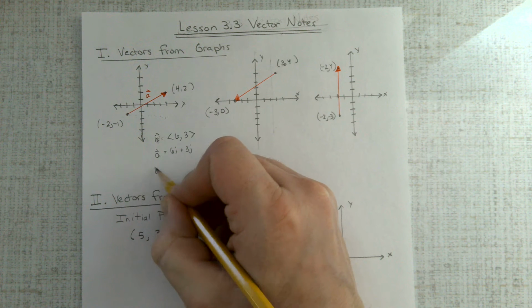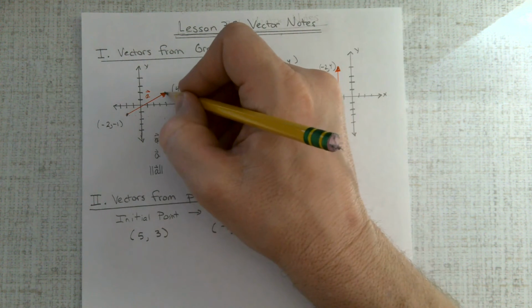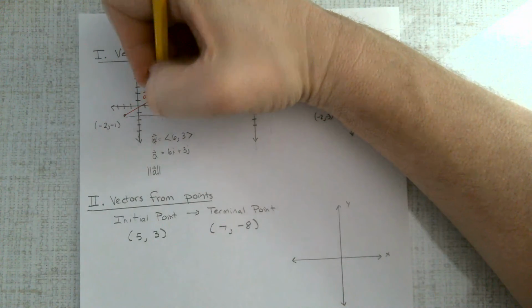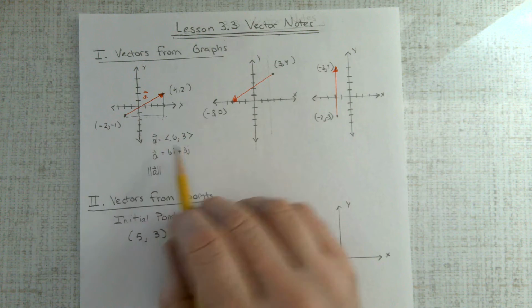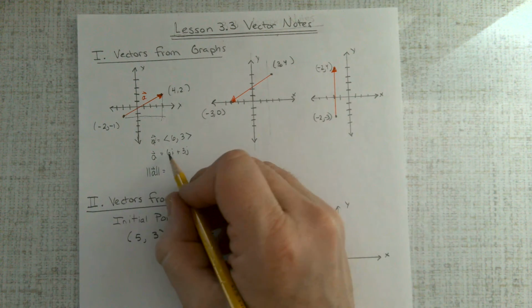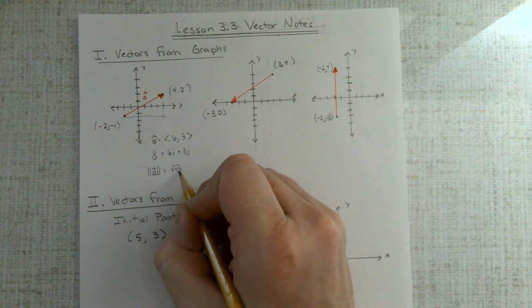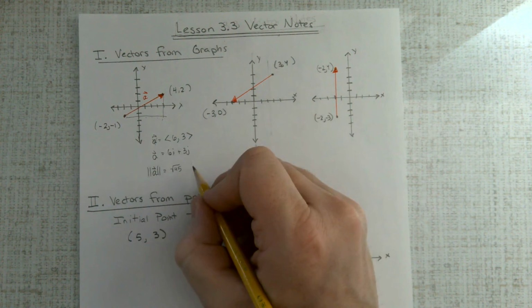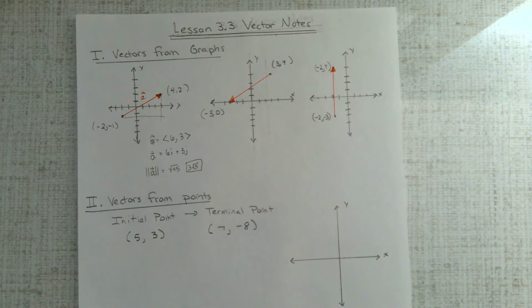Alright, and the last thing we want to do is find the magnitude here. Well, the magnitude is the length of it, and we could think of it as a right triangle, and a squared plus b squared equals c squared, and these are our two legs. So we square them, add them together. 36 plus 9 is 45, and we'll want to simplify that. It's 9 times 5, or 3 root 5 for a magnitude.